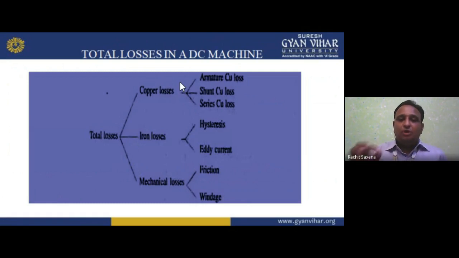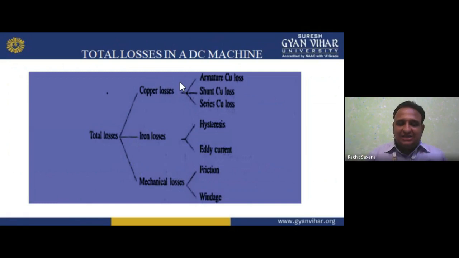Now, my dear students, if I am talking about copper loss, first we have the armature, because the armature has the winding. This is also known as winding loss. Later on I'll tell you what it is. Since the armature has the winding, we have the armature copper loss. Then the field winding has two types, as I told you in the previous lecture: first the separately excited, and another one the self excited.